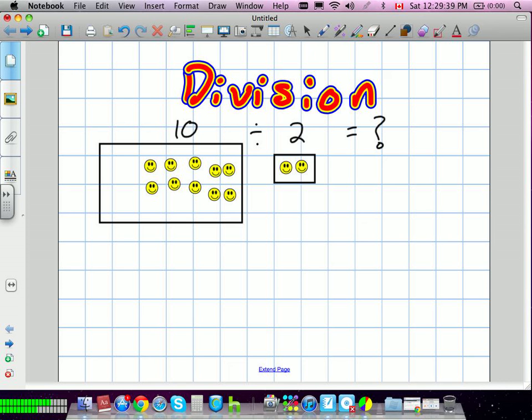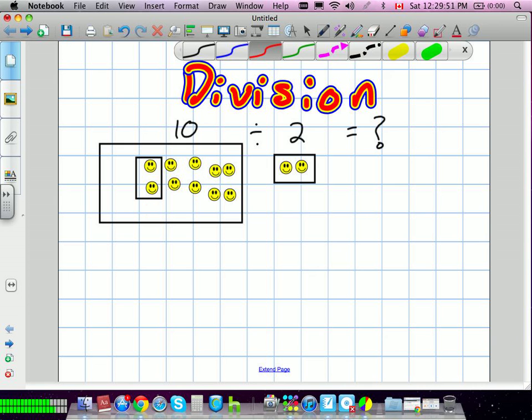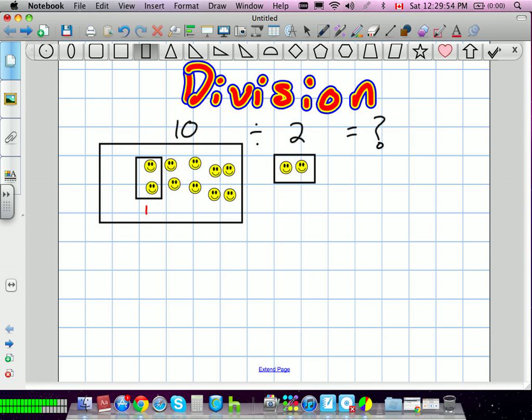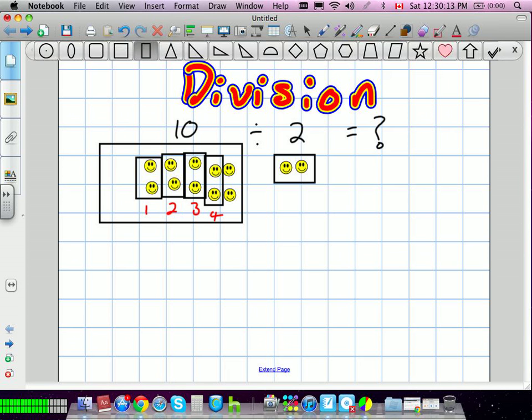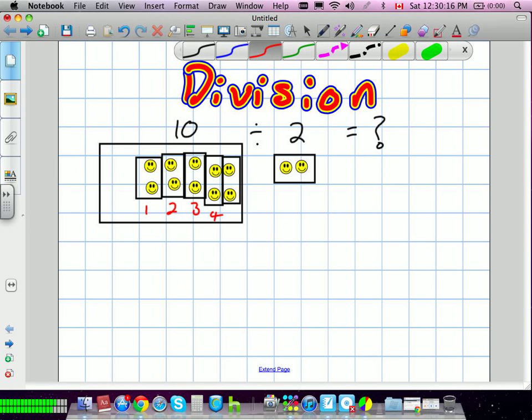Okay, so what we're going to do is figure out how many groups this makes. I'm going to group each of these by 2. So here's one group of 2. Okay, so there's 1. Are you trying to find out how much is in each group, or how many groups are there all together? 3. 4. And what's the last one? 5. So, how many groups of 2 were we able to make out of 10?